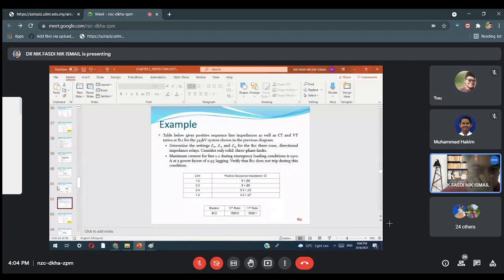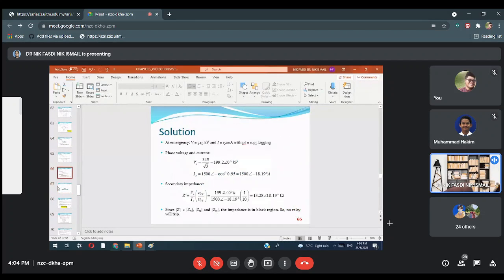Now we need to determine the fault impedance. From the question, given 345 kV, the fault current is 1500 amps with power factor 0.95. Here you can determine the fault impedance. Of course, this is the line voltage. You cannot use it directly. You have to convert it to phase voltage by dividing by square root of 3. Do not make mistakes. I see some of you use the line voltage directly, which makes the phase calculation wrong. Dividing by square root of 3, you get 199 kV at an angle of zero for the voltage.